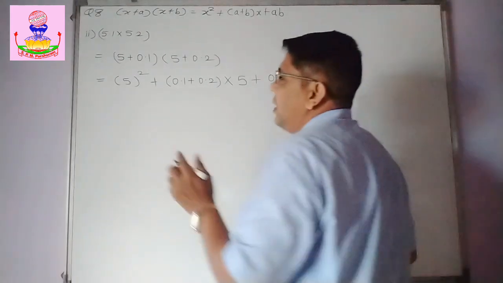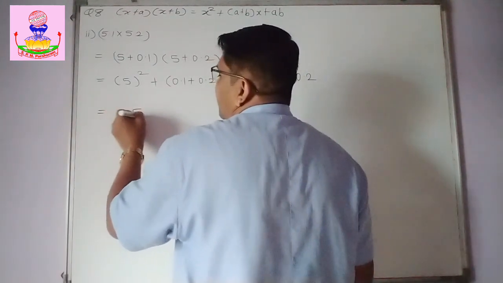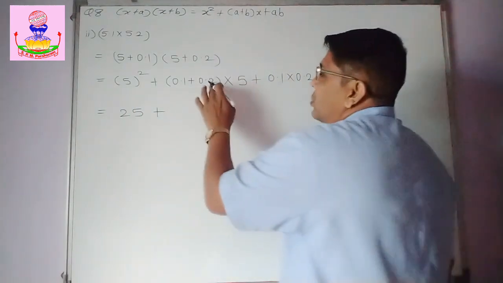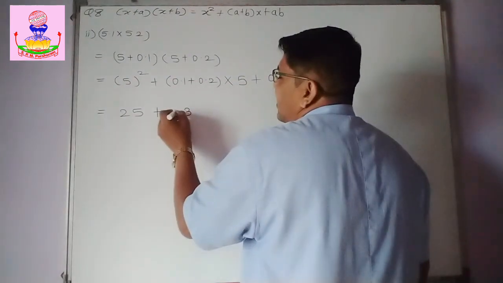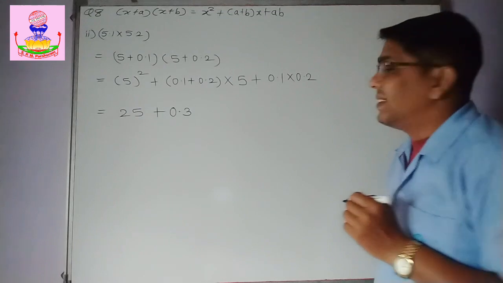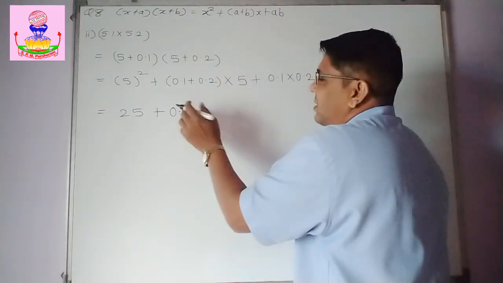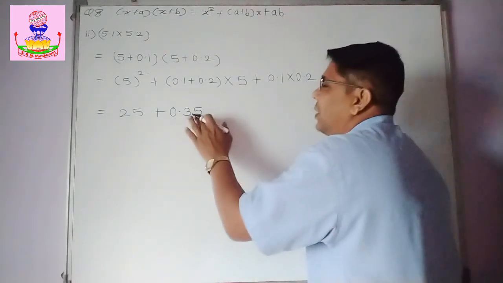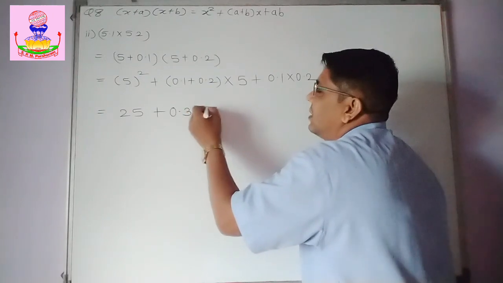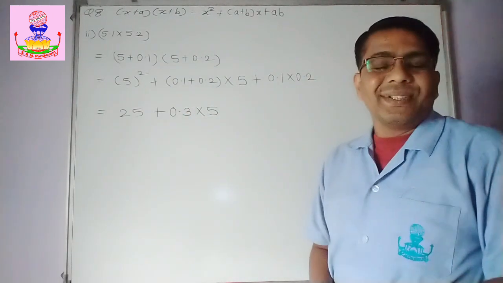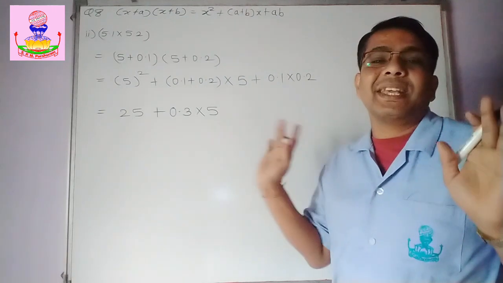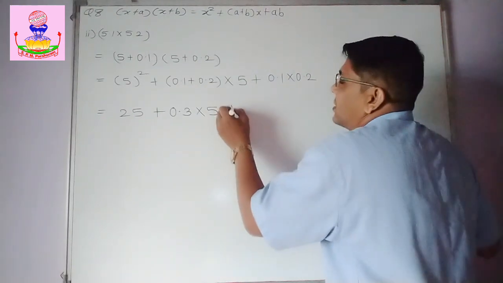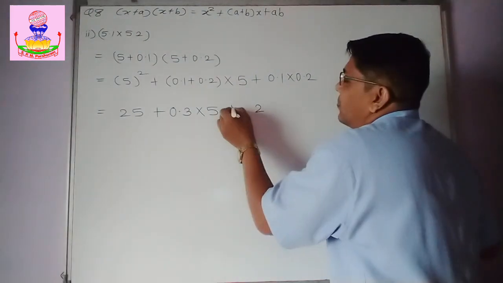Okay, go stepwise. Now square of 5, 25, plus, now 0.1 plus 0.2, 2 plus 1, 3, 0.3. Now see, if you don't write the multiplication sign here, what happens? It becomes 0.35. That is wrong. And that's what I say: write the multiplication sign, into 5, so that there is no question of making mistakes. Be careful. Write the multiplication sign. Then plus 2 ones are 2.